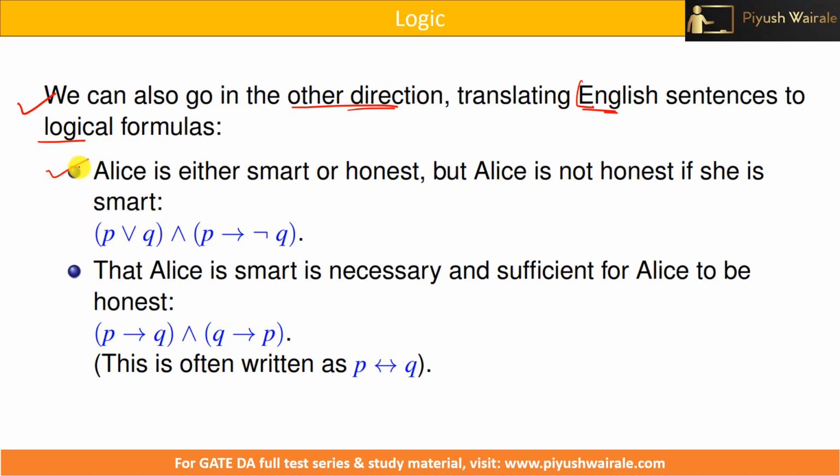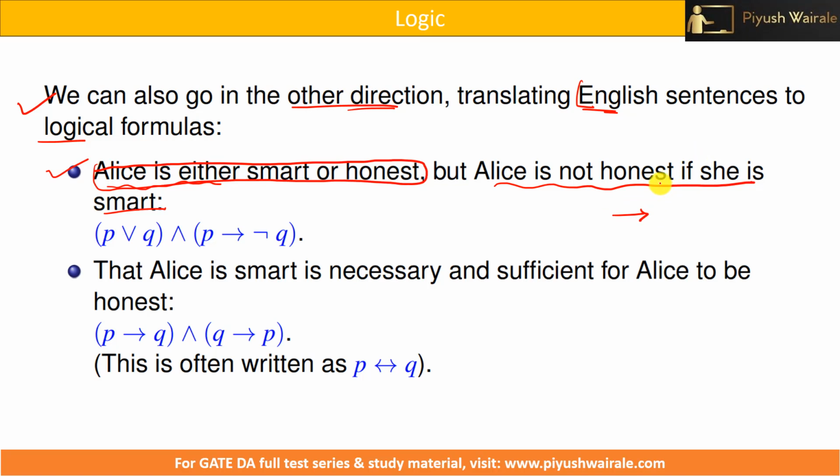So this will become complicated. How do we break down this particular statement? First, see, Alice is either smart or honest. And then, but Alice is not honest if she is smart. By looking at this sentence, you can tell that if you remember the previous lecture, we discussed a few terminologies for implication. So if such a sentence comes, we should know that we have to use implication here.